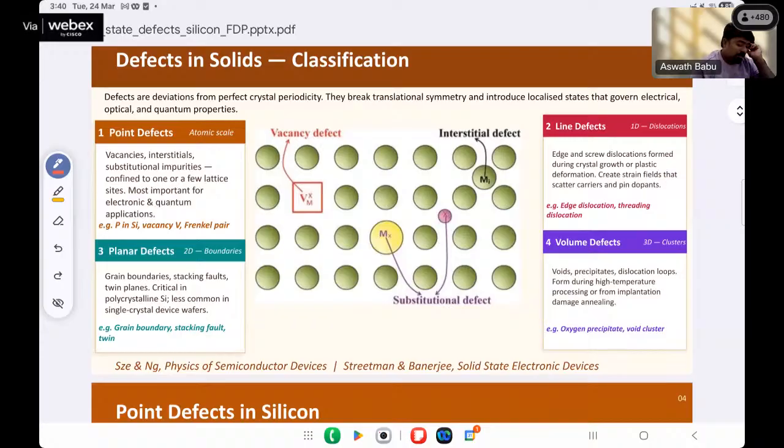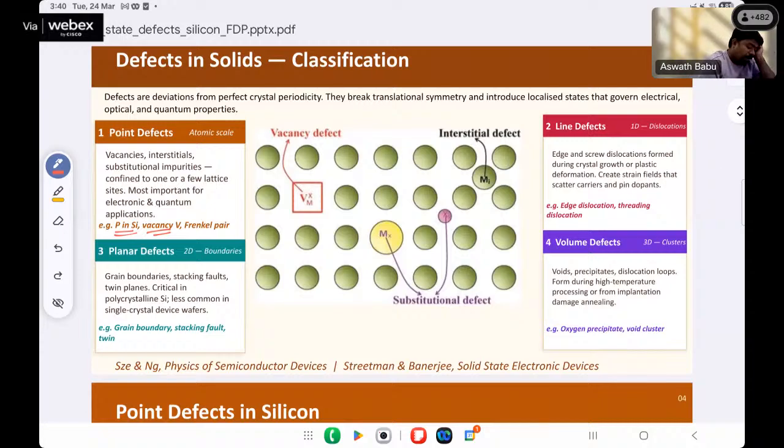Phosphorus in silicon is pentavalent, giving abundant free electrons, so an n-type semiconductor will be made. Vacancies can be created with a trivalent impurity. This is called a Frenkel pair. So these are the defects which we talked about.